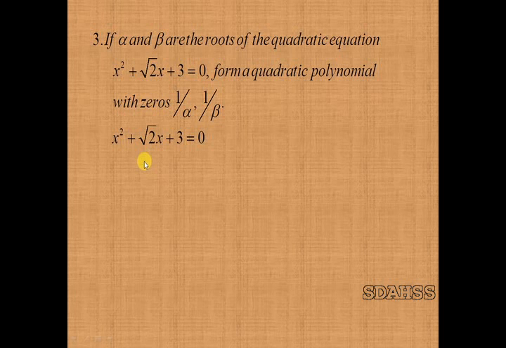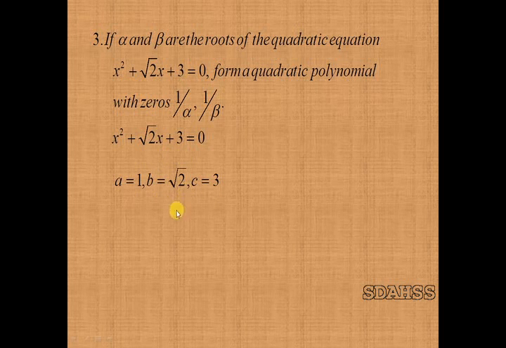So sum of the roots is equal to, before that a is equal to 1. A means coefficient of x square. Coefficient of x square is 1, so a is equal to 1. B means coefficient of x. Here coefficient of x is root 2, so b is equal to root 2. C is equal to constant term, c is equal to 3.